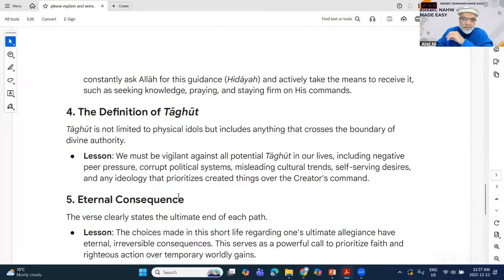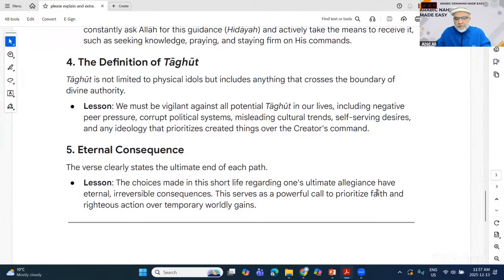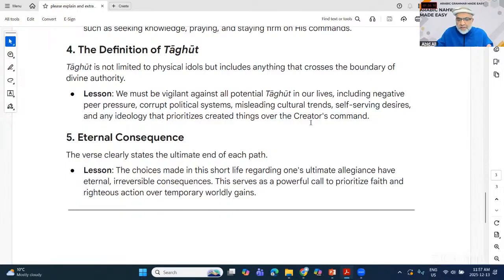Life is choices. Right choice, wrong choice. Every day we are making these choices depending on how we feel that day. And any ideology that prioritizes created things over the Creator's command. You are all, mashallah, educated and professional, and you can understand better than me. So these are things we need to ponder. This is the one ayah we are looking at, by the way.